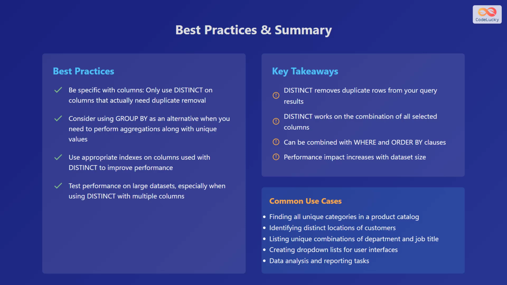To summarize, distinct removes duplicate rows from your query results. It works on the combination of all selected columns. It can be combined with where and order by clauses, but its performance impact increases with data set size. Common use cases are finding all unique categories in a product catalog, identifying distinct locations of customers, listing unique combinations of department and job title, creating drop-down lists for user interfaces, and data analysis and reporting tasks.